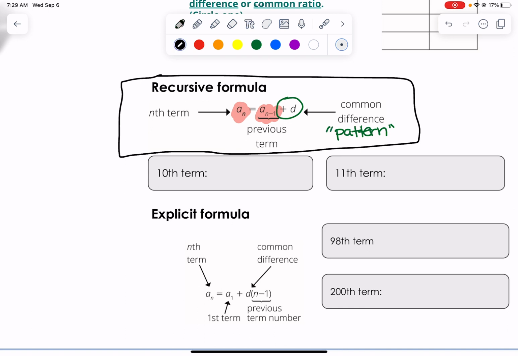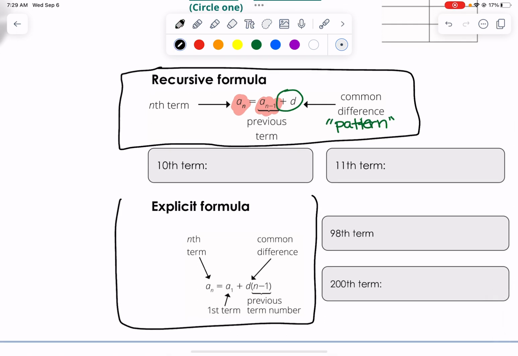The same thing for the explicit formula right here. So the things that do not change are the AN and the N. Those are going to stay the same. The things that do change are going to be the A1 and the D. We're going to use these formulas. I'm going to show you how to use them, and then you can do the rest of them, okay?